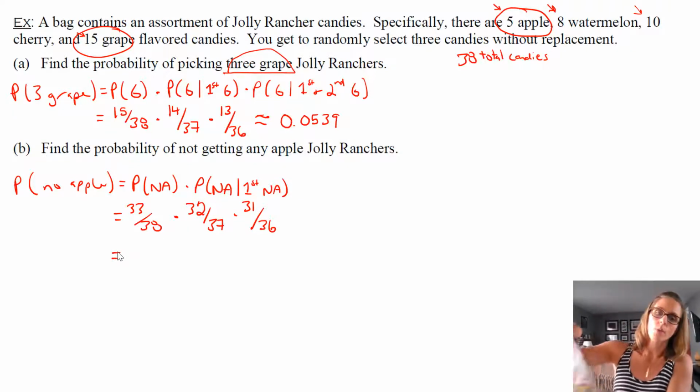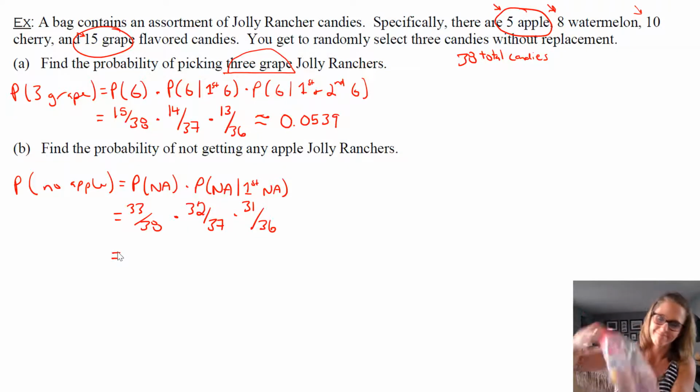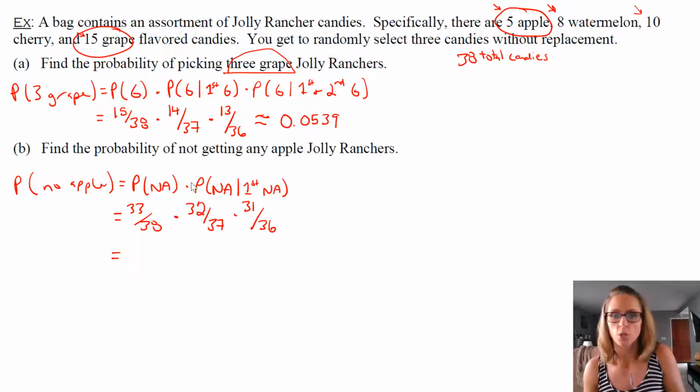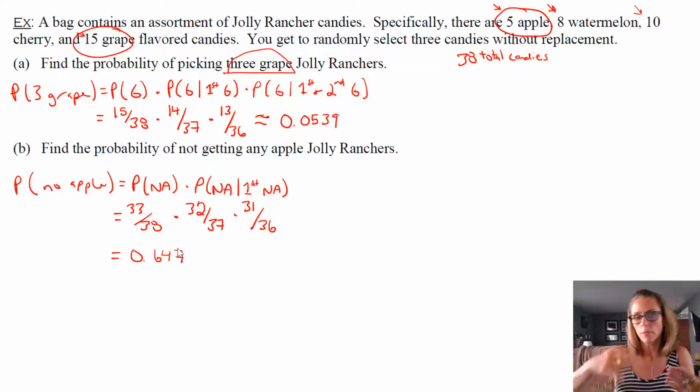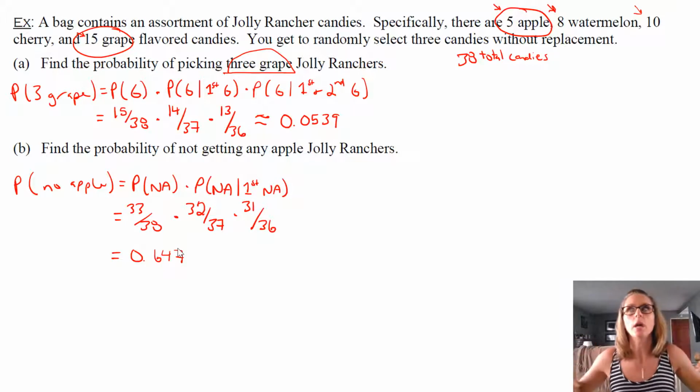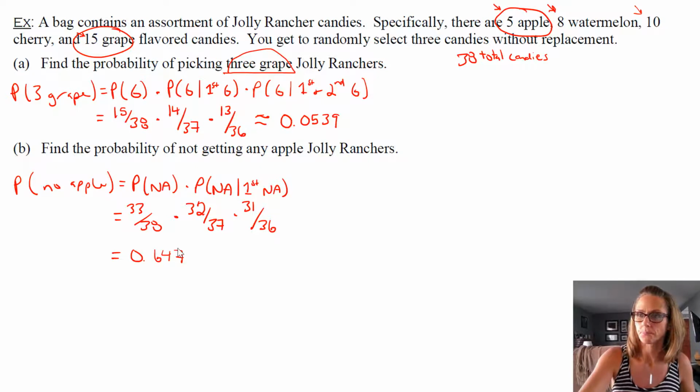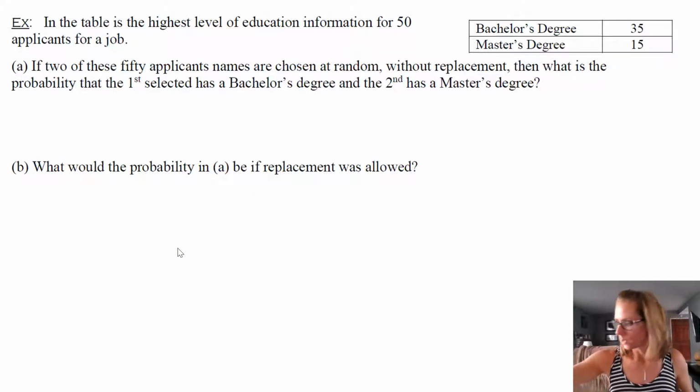And when we do that, you should be able to put that in your calculator and get 0.647. So notice this is a fairly high probability because all of the probabilities are pretty high, because there's a lot of candies that are not apple. So the probability of getting 3 of them that are not apple is pretty high. There's only 5 apple in the bag. All right, done with the candies for now.